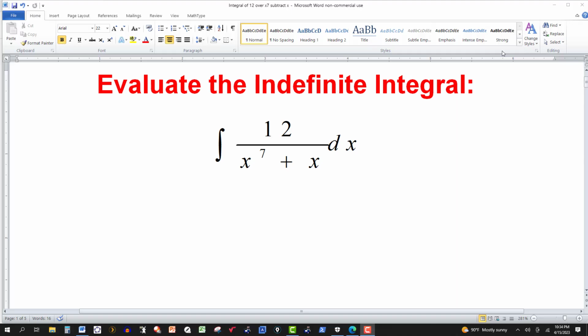In this video we have the integral of 12 over x to the 7th plus x to evaluate. A first glance at this would suggest the method of partial fractions. We factor out an x from the denominator, get x to the 6 plus 1. x to the 6 is a cube because x squared to the third power gives me x to the 6, and of course 1 is a cube.